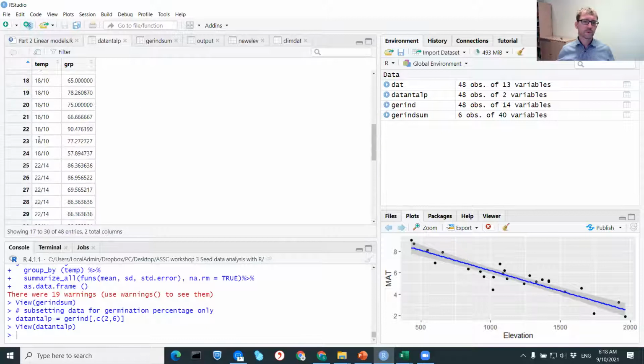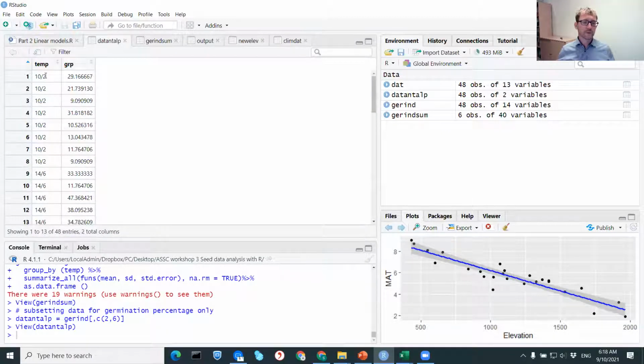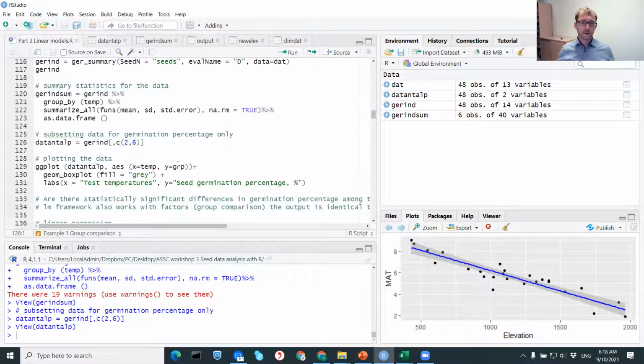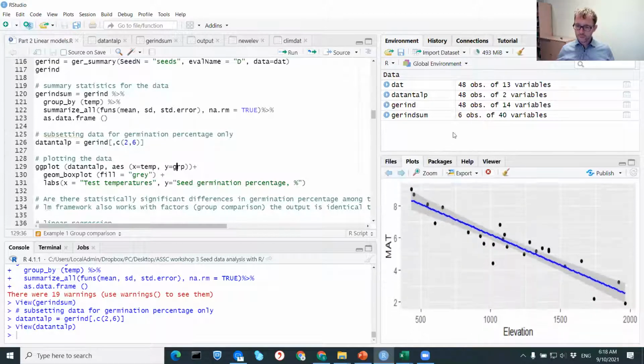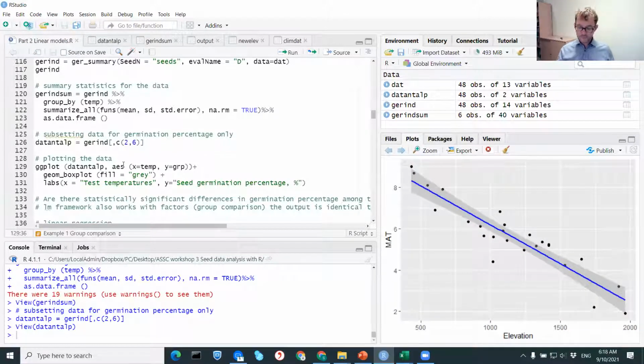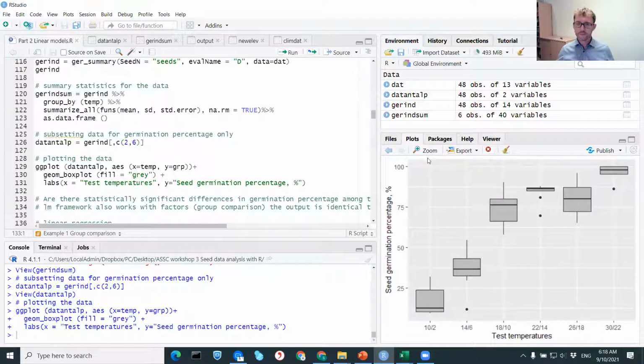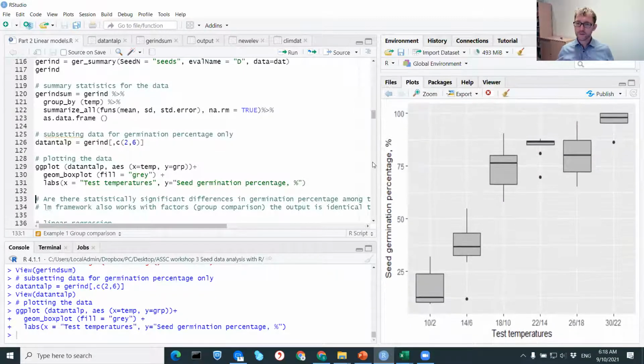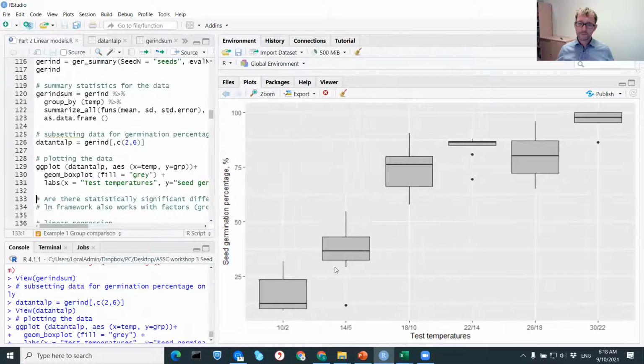So this is what we're dealing with now. We have 6 different temperatures, 8 replicates per temperature, and we have germination percentage, which runs from 0 to 100%. If you remember, before we fit any models, we want to visualize the data, and it's a very quick and dirty solution. So we can see that with increasing temperature, the germination percentage in Anthoxanthum alpinum also increases.